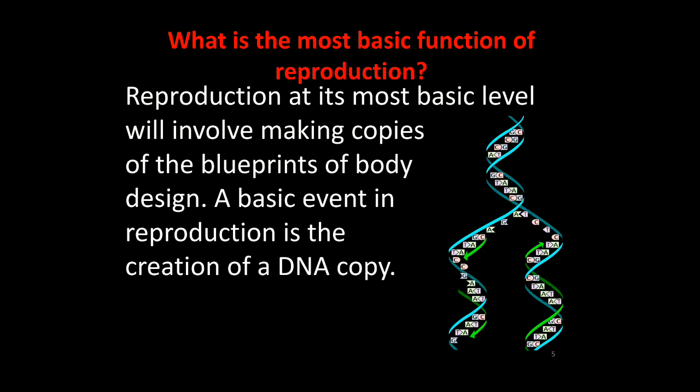That we call organisms' reproduction. From the basic level it happens. Reproduction at its most basic level involves making copies of the blueprints of body design. A basic event in reproduction is the creation of a DNA copy. In genes there is DNA, and inside DNA there are genes. So once the DNA copies, the multiplying will happen. It gives rise to reproduction.